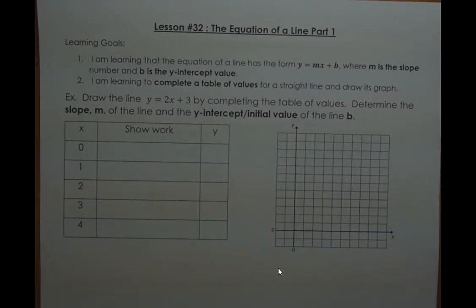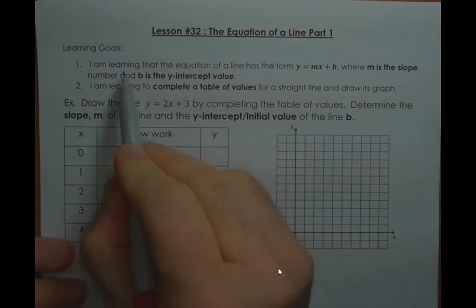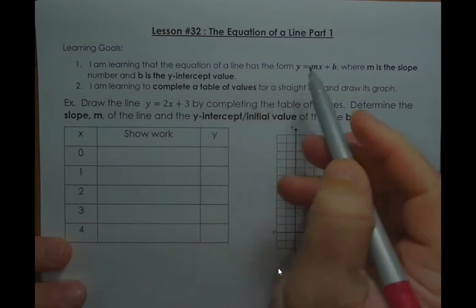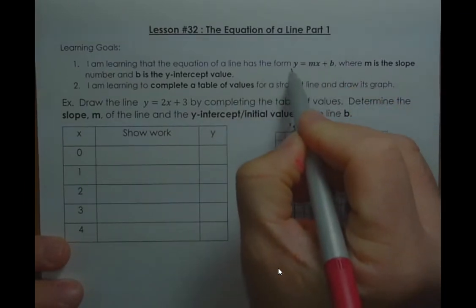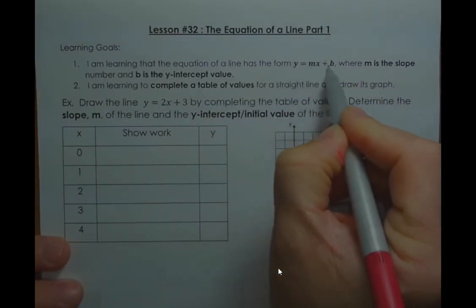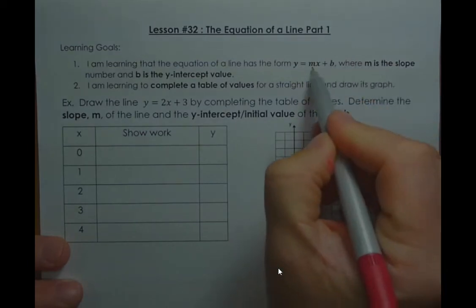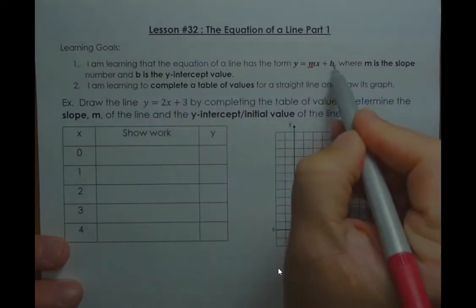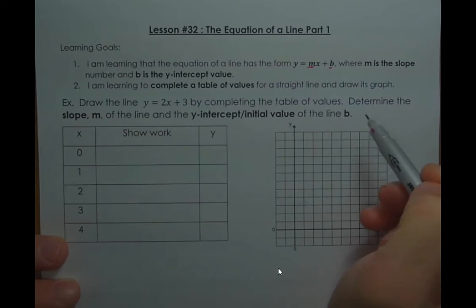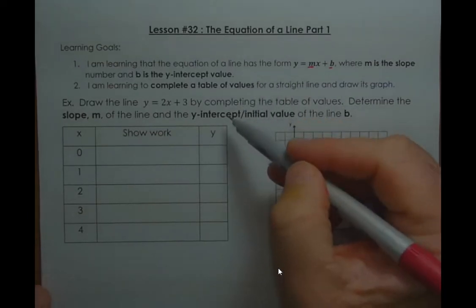Today's lesson we're going to talk about the equation of a line and its properties. One of the things we're learning is that the equation of a line has the form y equals mx plus b, where m is the slope and b is the y-intercept. So we're going to take a look at that. Where does that come from? Why does that work? That type of thing.